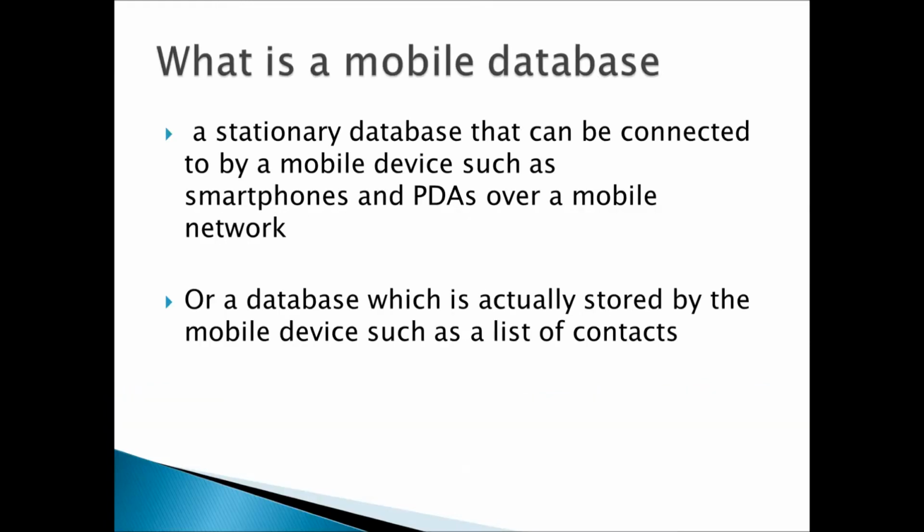What is a mobile database? Well, it can be one of two things. It can either be a stationary database that can be connected to by a mobile device over a mobile network, such as smartphones and PDAs, or it can be a database which is actually stored by the mobile device. And these things can hold information such as lists of contacts, distance traveled, prices of items you bought, etc.